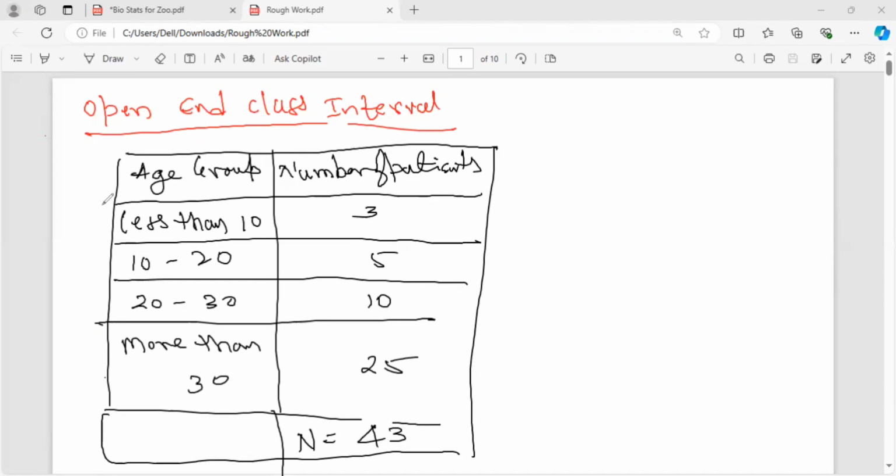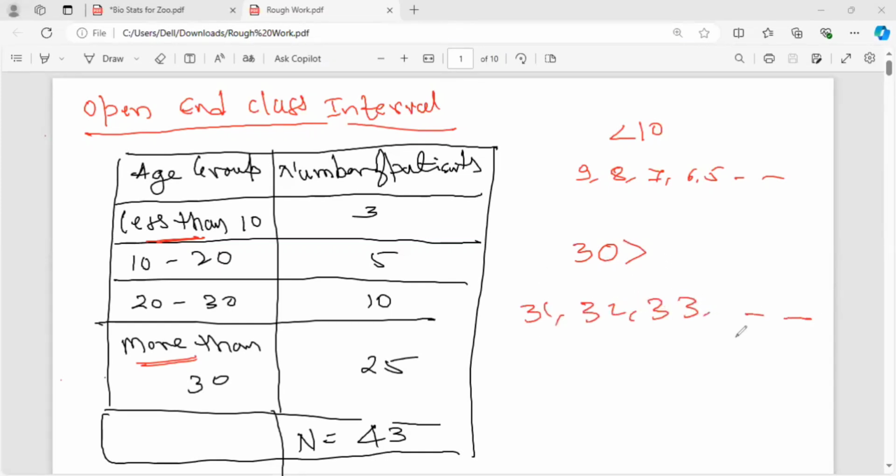See here, if you observe the first and last class intervals, we have less than and more than. Less than 10 means what? Either we consider 9 or 8 or 7 or 6 or 5, any age. At the last class interval, more than 30 means greater than 30. Either we consider 31 or 32 or 33 or similarly 60 or 65. Which age? There is no specific information. Is it clear? So such types of class intervals are called open-end class intervals.